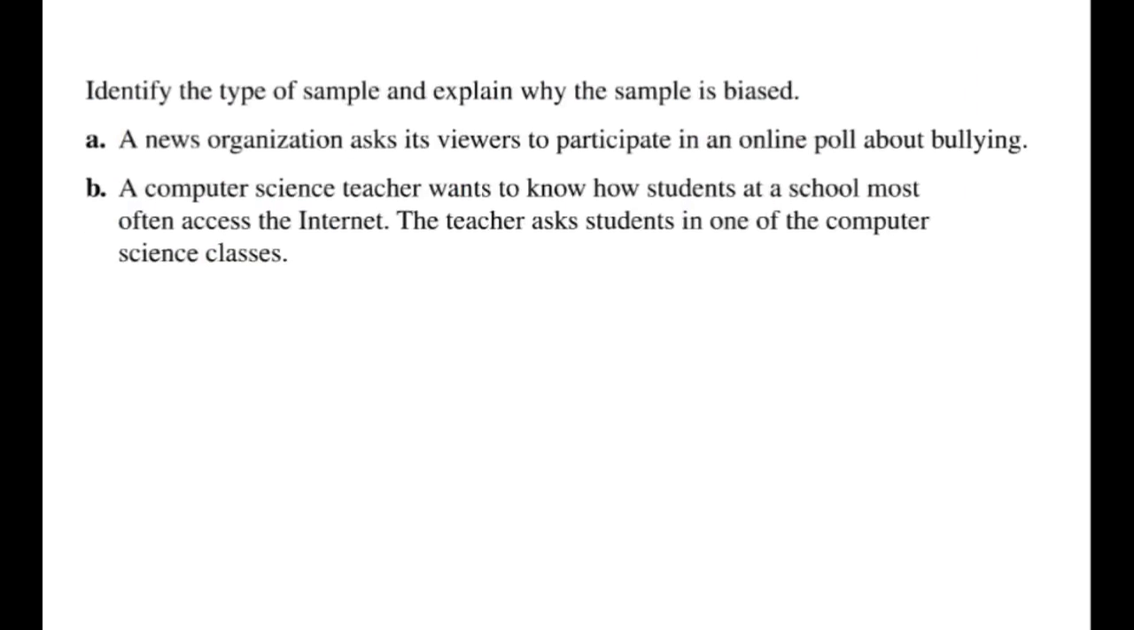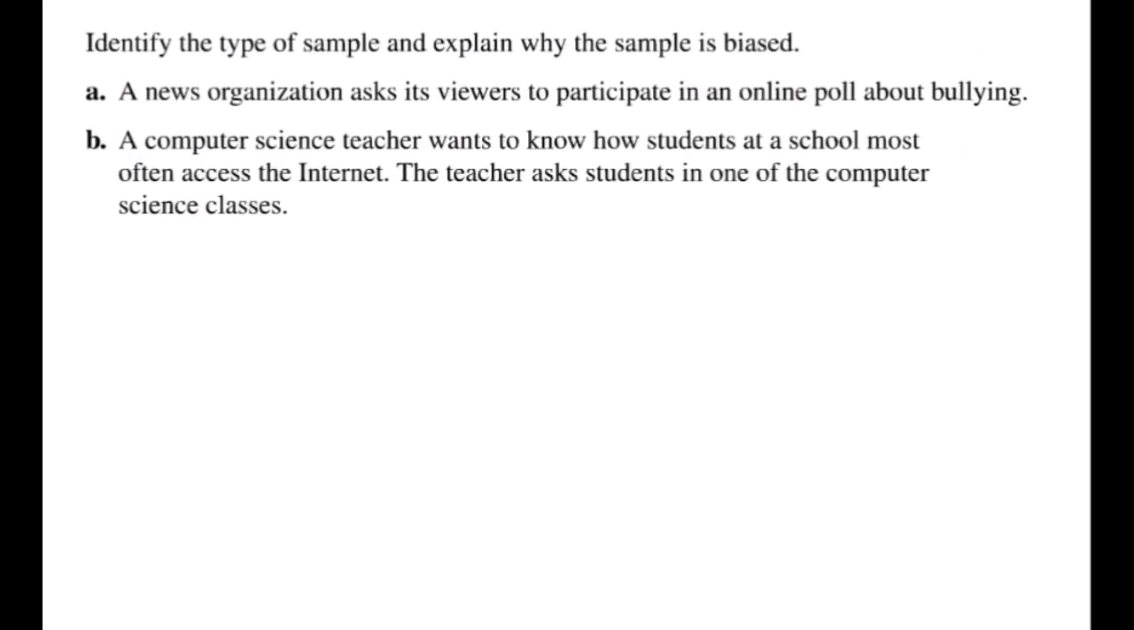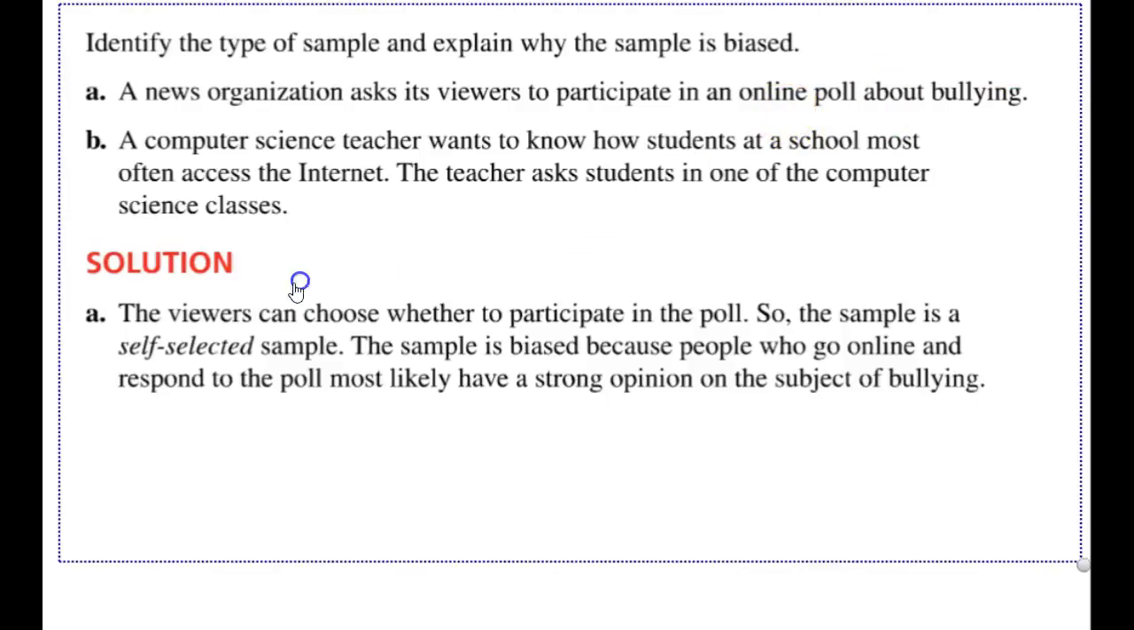So let's look at this example. Identify the type of sample and explain why the sample is biased. Part A: a news organization asks viewers to participate in an online poll about bullying. So here's the first part. The viewers can choose whether or not to participate. So they're just asked to. So that sample is a self-selected sample. So this is biased because the people who go online and respond probably have a strong opinion on this bullying.